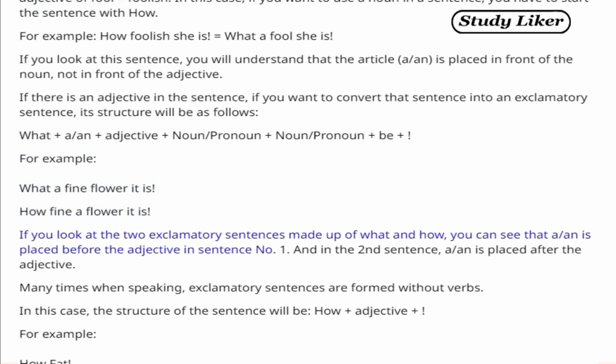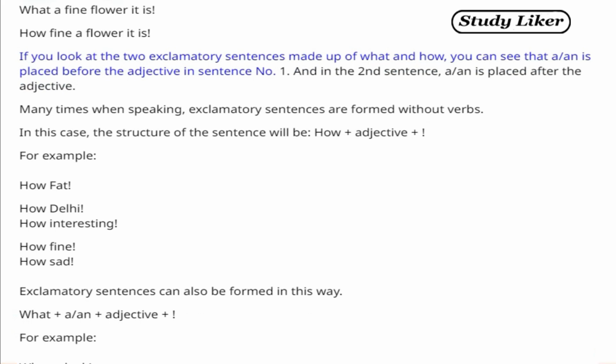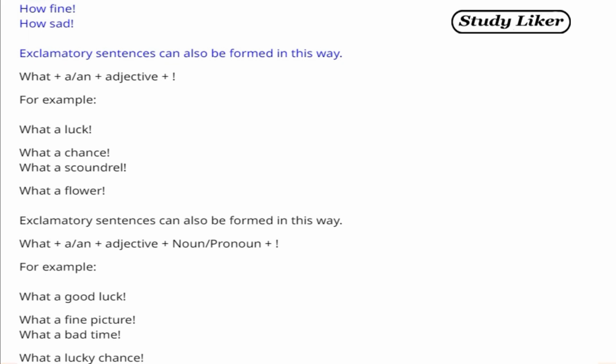If you look at the two exclamatory sentences made up of what and how, you can see that a is placed before the adjective in sentence number 1, and in the second sentence, a is placed after the adjective. Many times when speaking, exclamatory sentences are formed without verbs. In this case, the structure of the sentence will be how plus adjective. For example, how fat, how delicious, how interesting, how fine, how sad.